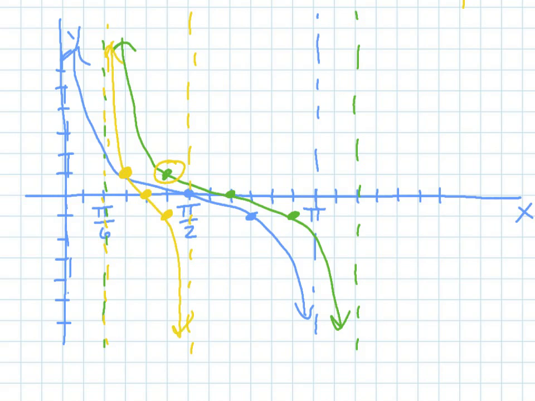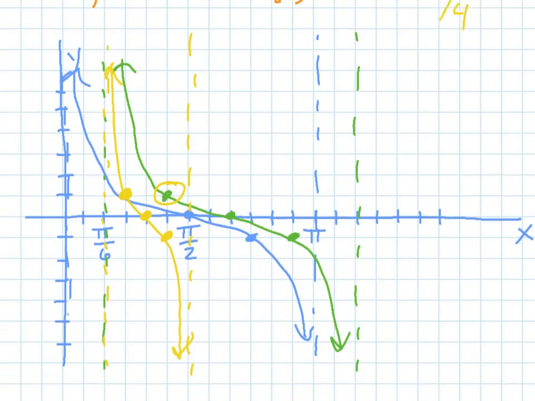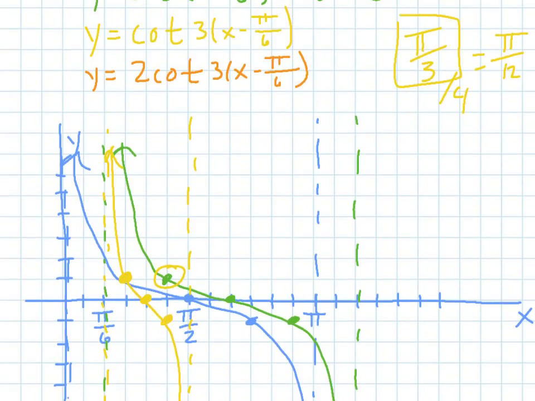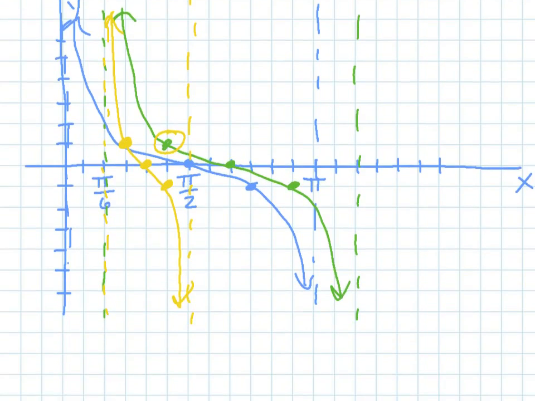So there's one period, shrunk. Because we said it's a distance of pi over 3, from pi over 6 to pi over 2, that's actually a distance of pi over 3. So that's one period. Okay, so that's correct.